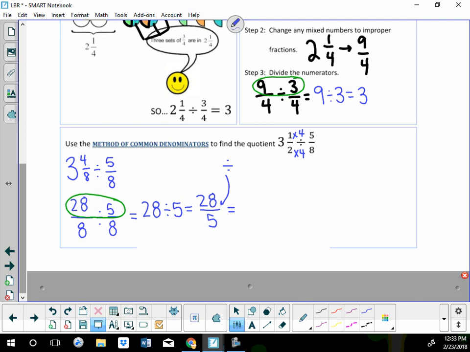So 5 goes into 28 how many times? 5. Okay. With how much left over? 3/5 left. With 3/5 left over, and there is our final answer. All right, I'm going to pause the video for you guys to get your note catchers, and then we'll get started right away.